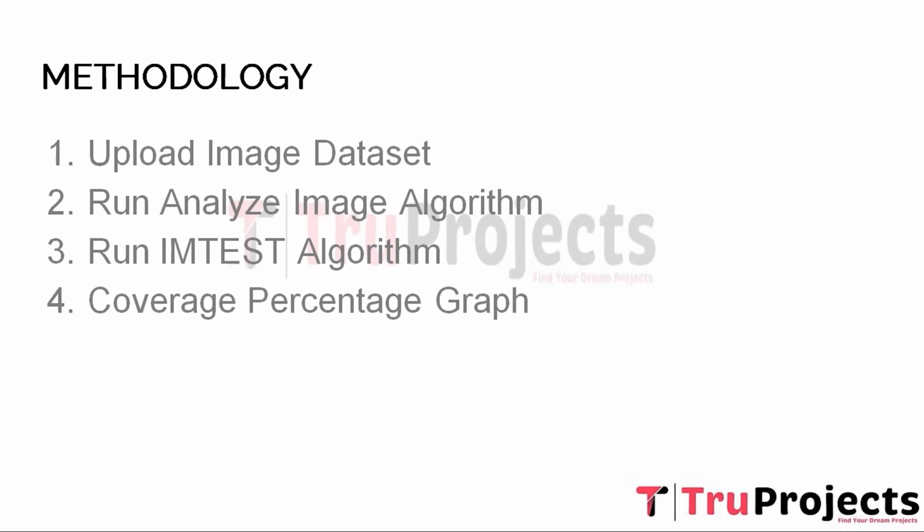In this module, we take random images from the database and check whether the image type is JPG, JPEG, PNG, TIFF, BMP or GIF. If the image belongs to any category, then this module will call another function called IMTest. So, the next module is run IMTest algorithm.